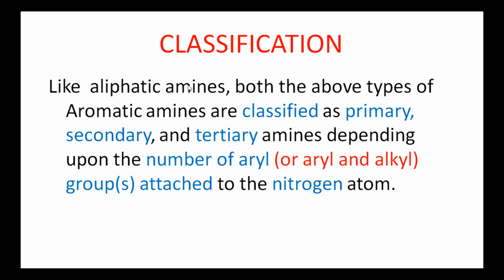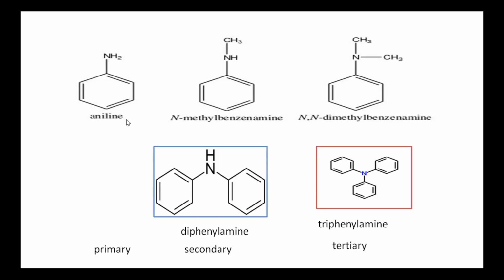Next, classification. Like aliphatic amines, both the above types of aromatic amines are classified as primary, secondary and tertiary amines depending upon the number of alkyl groups or number of aryl groups or alkyl and aryl groups attached to the nitrogen atom. That is, in the first molecule, for the NH2 group only one aromatic ring is attached. So this belongs to primary amine.